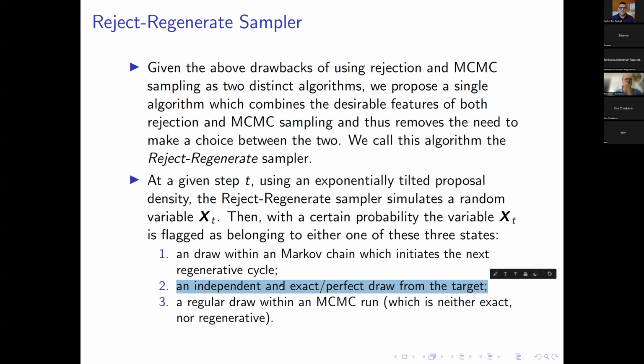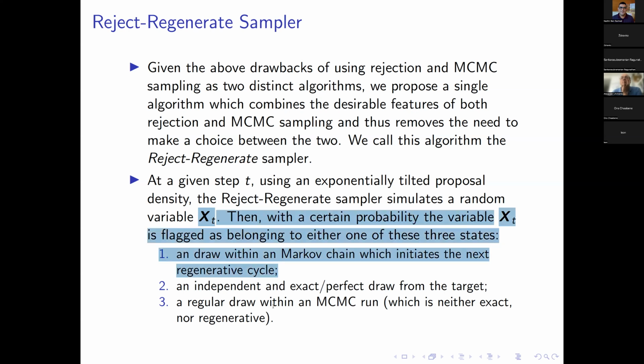So in this way, if it is possible to make a perfect draw, we will be able to make it. And if it wasn't possible, then we'll simply be using the same simulation to run a Markov chain. And the user will not have to decide whether to choose between rejection sampling for exact simulation or MCMC. The two are combined seamlessly.